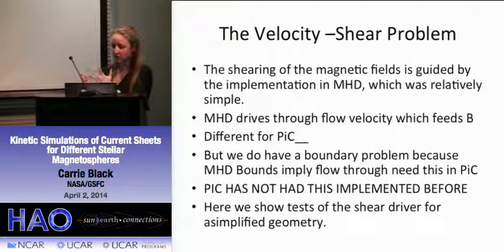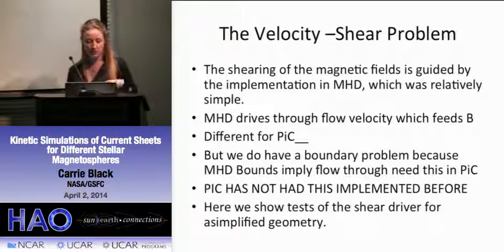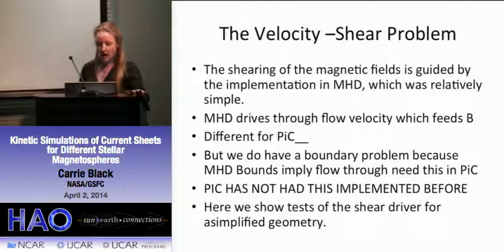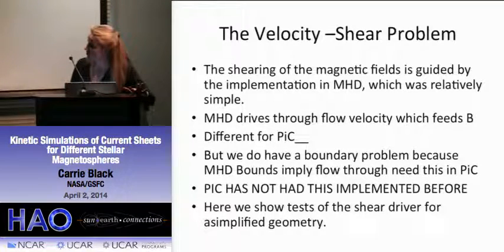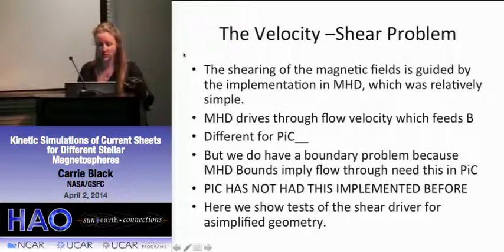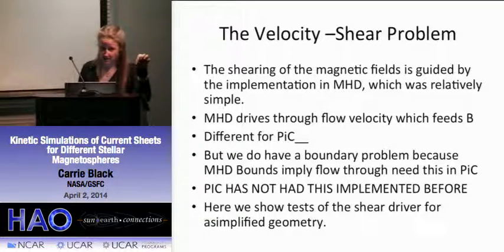But this Velocity-Shear driver has not actually been implemented in a PIC code previously. So the shearing of the magnetic fields is relatively simple to implement in an MHD code, and not so simple to implement in a PIC code. MHD drives this through the flow velocity, which feeds the magnetic field. But for PIC, you can't just give a delta V to a particle. You need to do it through an electric field. Anytime you want to do something to a particle, do it through the electric field is kind of the bottom line. So we have to set up an electric field profile that will then move the particles, which will drag the magnetic field. Okay, and we want to do this exactly on the boundary.